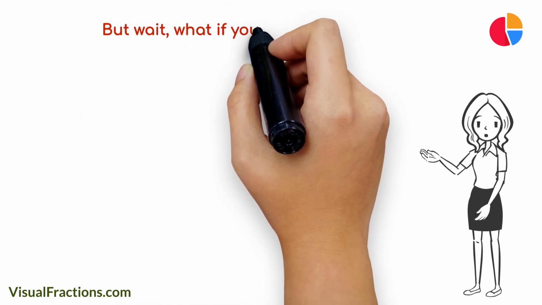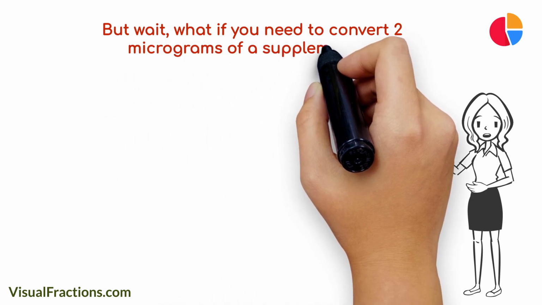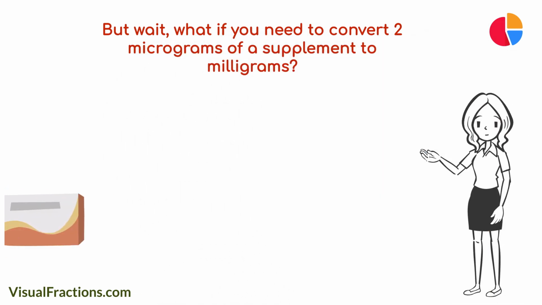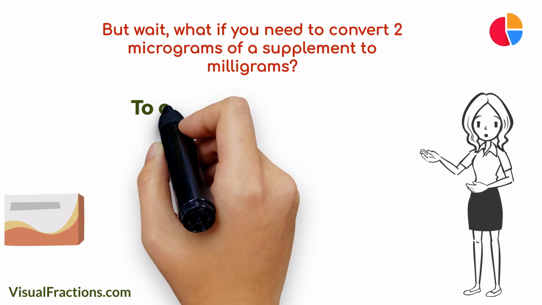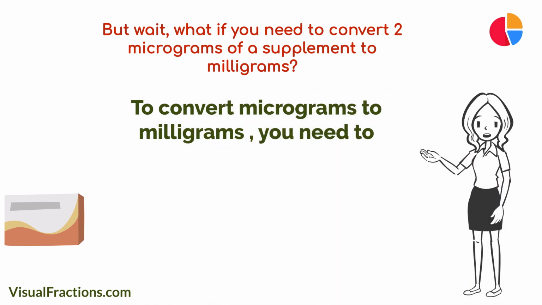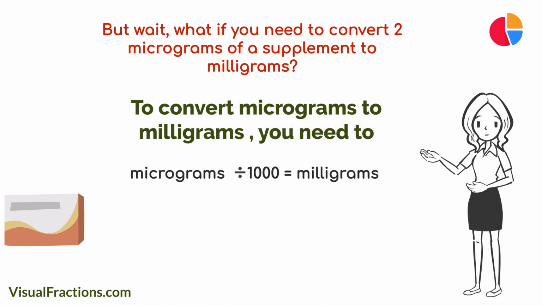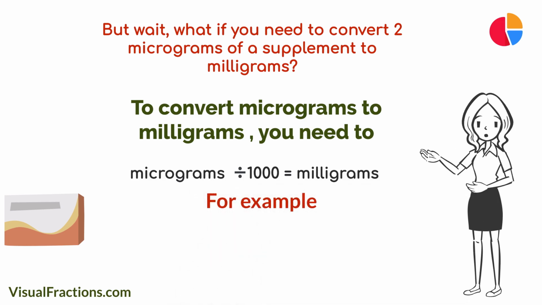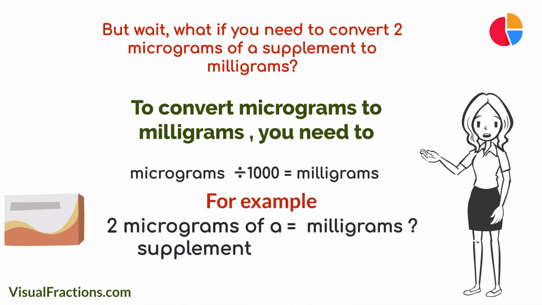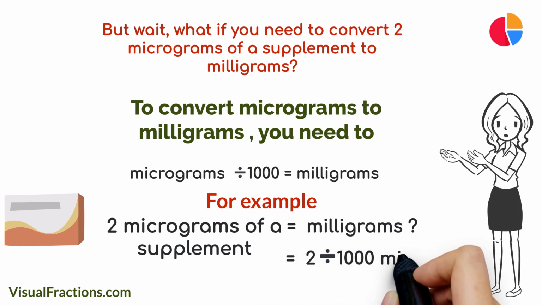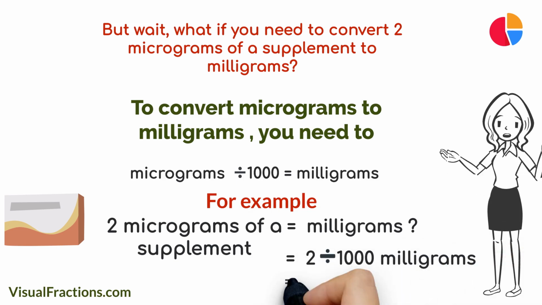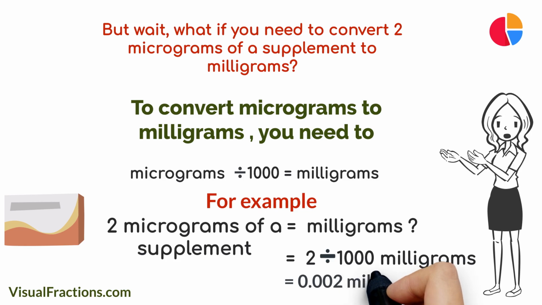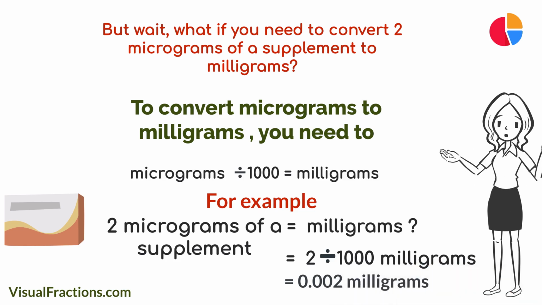But wait, what if you need to convert 2 micrograms of a supplement to milligrams? Don't worry, we've got you covered. To convert micrograms to milligrams, you need to divide the number of micrograms by 1,000. Let's walk through an example of how to convert 2 micrograms of a supplement to milligrams. We start by dividing 2 by 1,000. This gives us 0.002 milligrams. And that's it. 2 micrograms is equal to 0.002 milligrams.